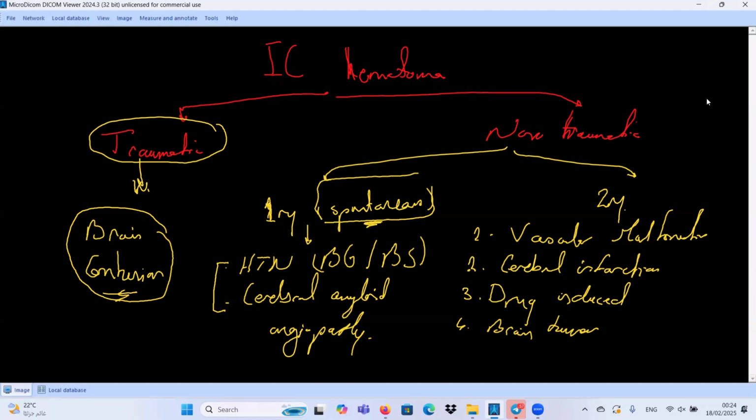Hypertensive hemorrhage is most commonly located at the basal ganglia and the brainstem. Cerebral amyloid angiopathy is most commonly located at the periphery, as a subcortical intracerebral hematoma. We also have secondary causes for intracerebral hematoma. Vascular malformation, for example AVM, is one of the most common causes in young patients.